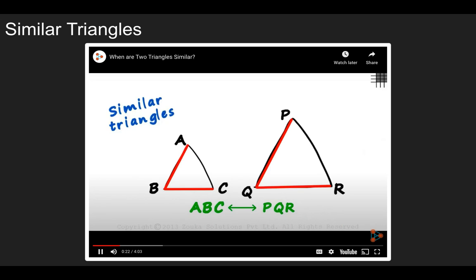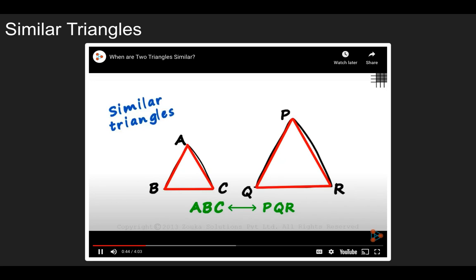Okay, these triangles are similar, but what else do similar triangles convey? What do they tell us about the sides and the angles? Well, quite a lot, I would say. First, let's look at the sides. Similar triangles always have their corresponding sides in proportion.